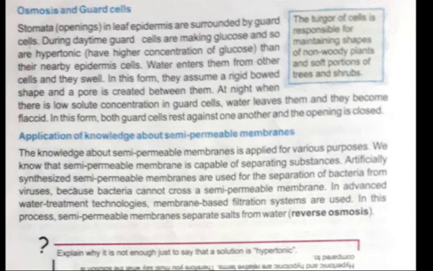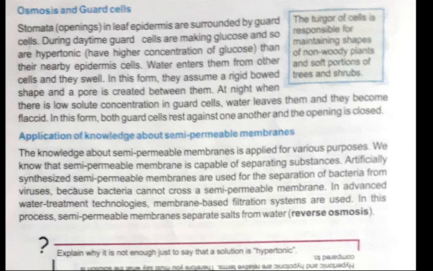We know that a semi-permeable membrane is capable of separating substances. When we say that some molecules cross the membrane and some molecules cannot, it means that it is responsible for separating substances, so it has vast applications in the laboratory. We can use it for the separation of bacteria from viruses, because bacteria are larger in size than viruses. Bacteria cannot cross the semi-permeable membrane. So if we have a mixed culture of bacteria and viruses, we can separate it with the help of a semi-permeable membrane. Some membranes are artificially synthesized, which are used for the separation of bacteria from viruses.